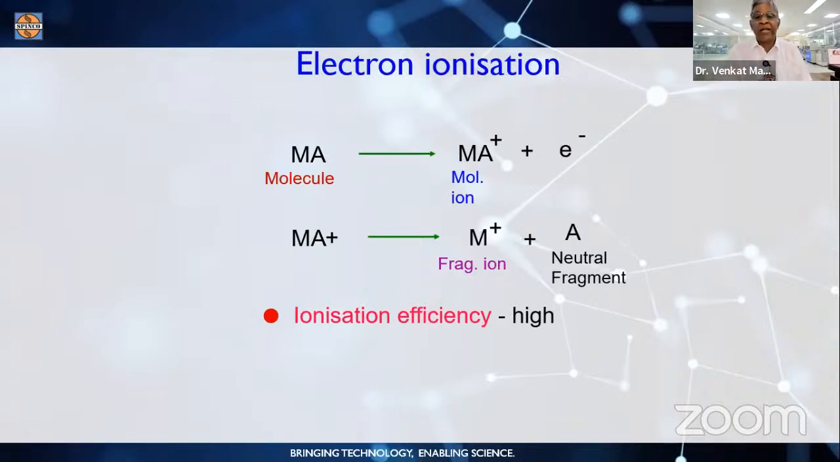Since I am using electrons, I have to ionize my molecule. This technique is called EI, the electron ionization technique. People have used this technique, and it also has the highest sensitivity, can go down to PPT level, parts per trillion level, and below that.